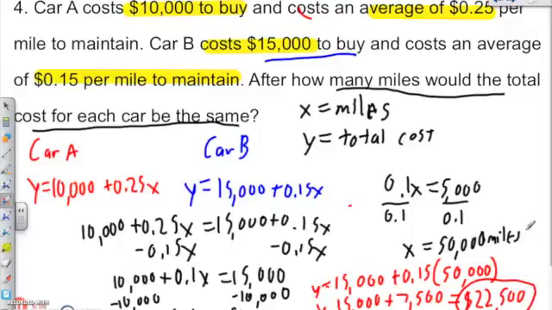Alright, we weren't asked to find that. Again, we were just asked to find the miles. But if we were asked to find what the cost would be when they were the same, we would just plug it back into either equation and we get that dollar amount.